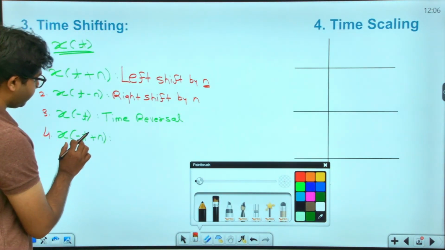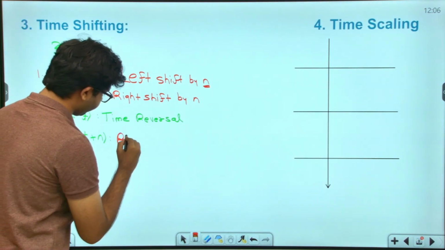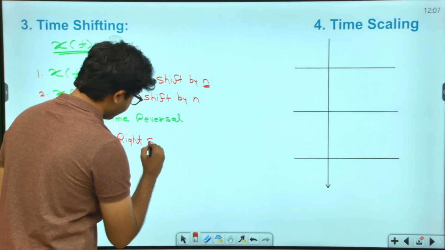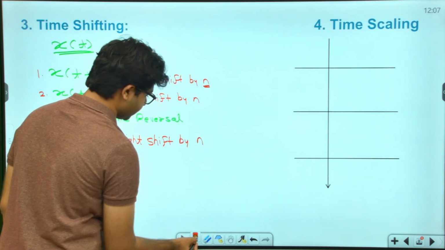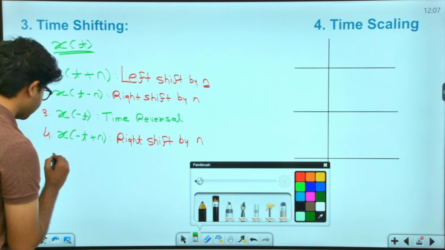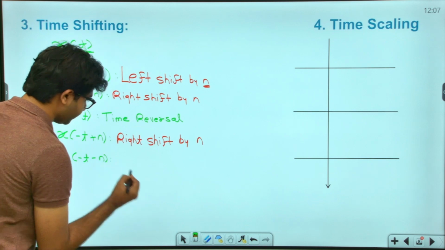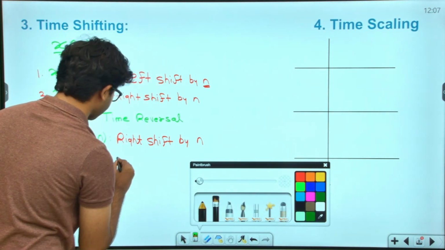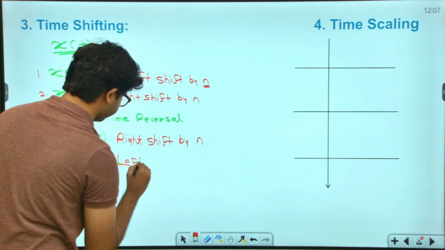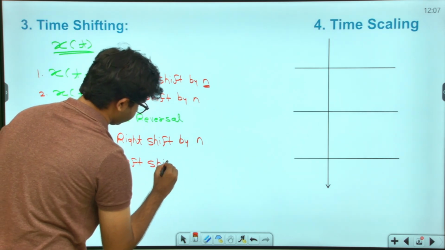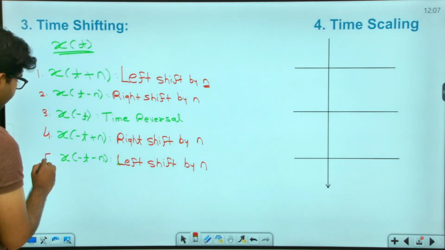Okay, if it's x of minus t plus n, then this is the right shift by n units. And similarly, we can guess that if it's x of minus t minus n, then this is the left shift by n units.